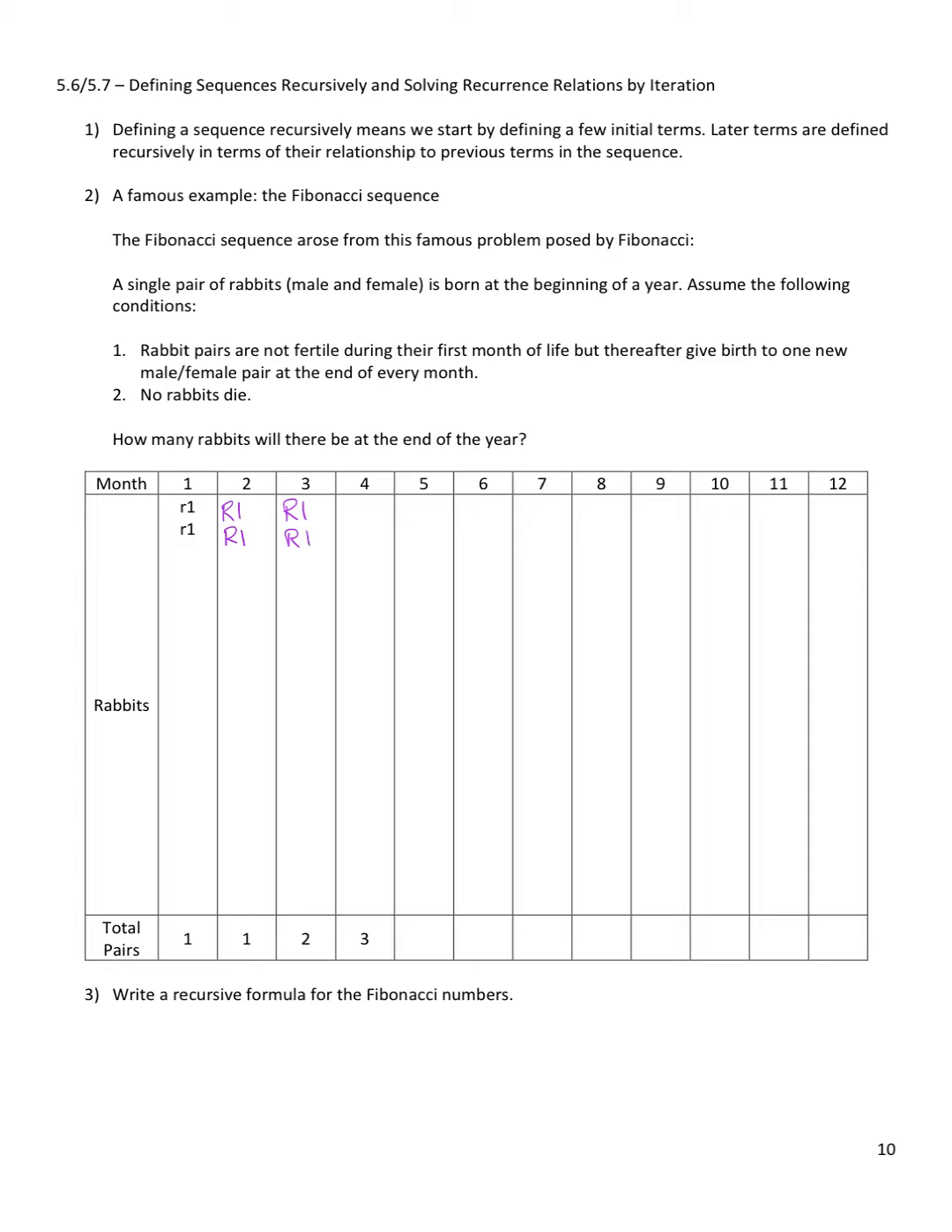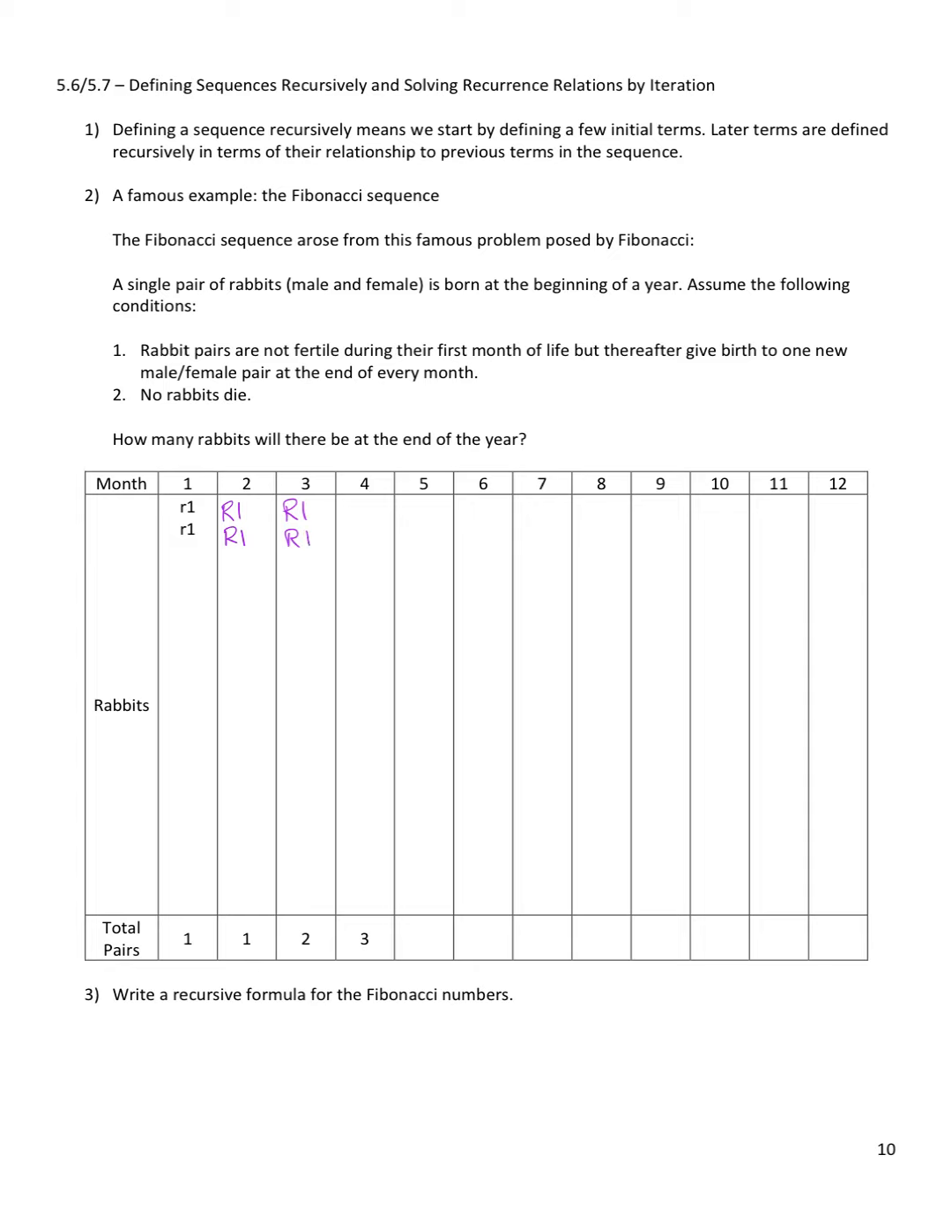So I started with one pair. The next month, there was still one pair because they weren't old enough to reproduce. They just grew up, so they're still there. And then in the third month, the original pair are still there, and they had babies. So now I have two pairs, rabbit pair one and rabbit pair two.